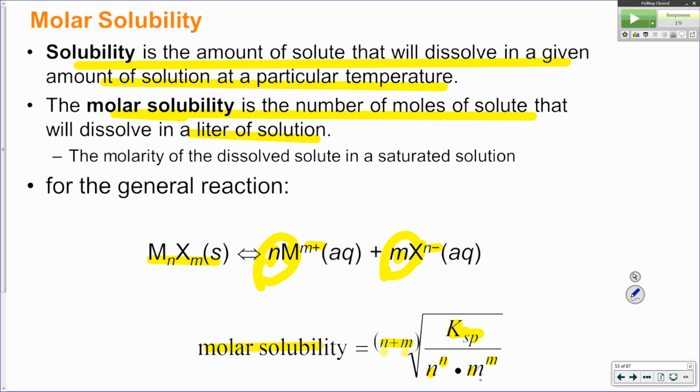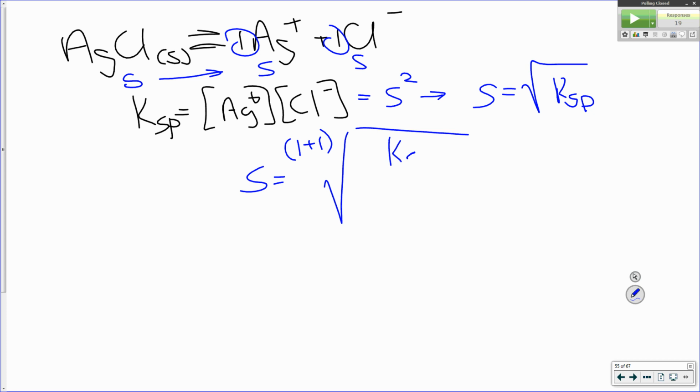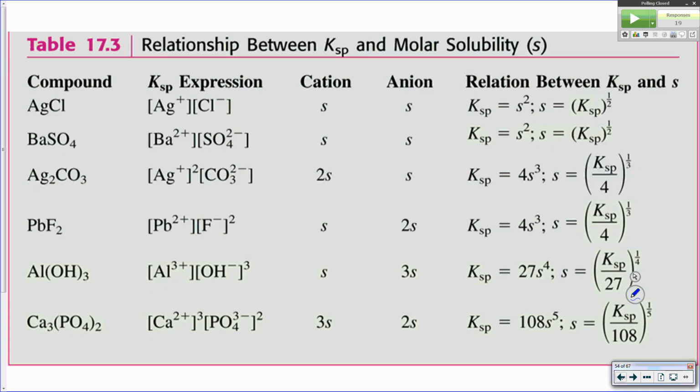So if I'm going to apply it to this, the molar solubility is equal to the root, 1 plus 1, so that's the square root, of KSP divided by 1 to the 1 power times 1 to the 1 power. So that simplifies to just the square root of KSP. So if it's a 1-to-1 salt, that's our formula. The solubility is the square root of KSP.